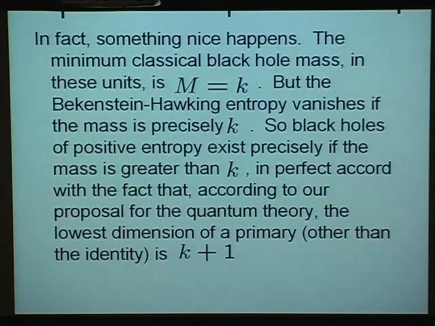In fact, something nice happens. The minimum classical black hole mass in these units is k, but the black hole entropy is 0 at k equals 0. So, well, I'm now squeezing more out of the classical argument than is really to be had, but naively speaking, black holes of positive entropy exist only if the mass is greater than k, which agrees with our quantum proposal that the lowest dimension of a primary other than the identity is k plus 1.